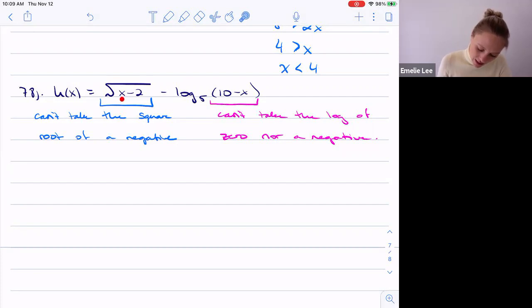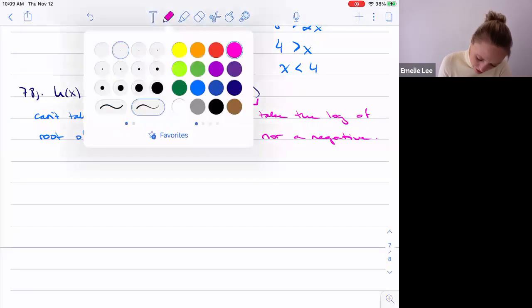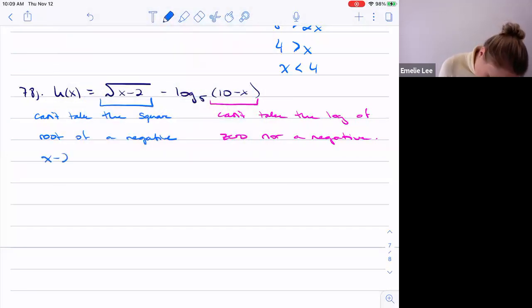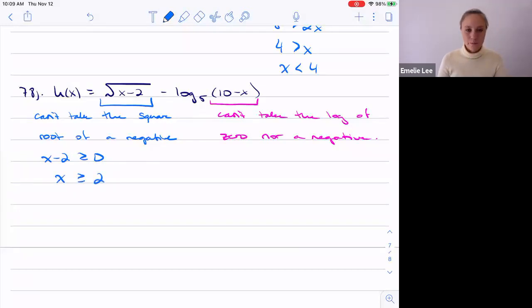So if we can't take the square root of a negative number, then I better make sure that x minus 2 is greater than or equal to 0. And so for x minus 2, I'm going to add 2 to both sides, just keeping in mind that if I multiply or divide by a negative, I have to switch that inequality. And so x has to be greater than or equal to 2. Fine.